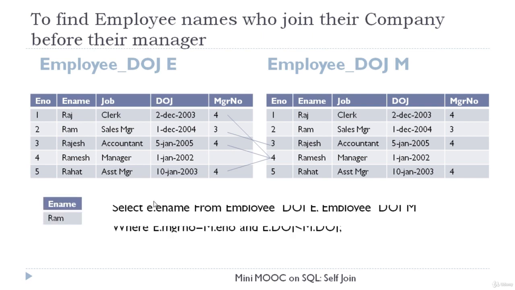And the query for this output is select E name from employee E and employee M, where E dot manager number is equal to M dot employee number and employee date of joining is less than manager's date of joining. Let's execute these statements to demonstrate this concept.